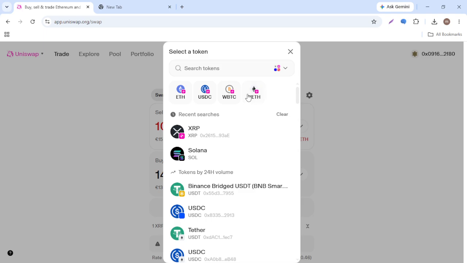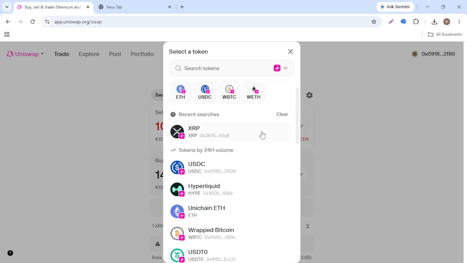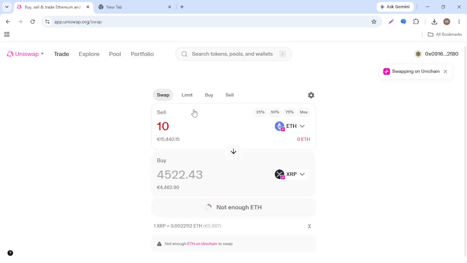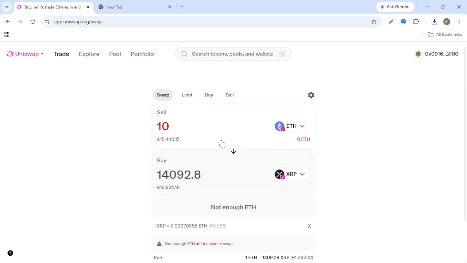Whenever you initiate a swap, Uniswap and your connected wallet will display an estimated gas fee before the transaction is finalized. Take a moment to review this estimate. If possible, avoid making several small swaps in a short period of time. Since each transaction requires its own gas fee, combining your trades into fewer transactions may reduce your overall network costs. And that's how you can reduce gas fees on Uniswap.